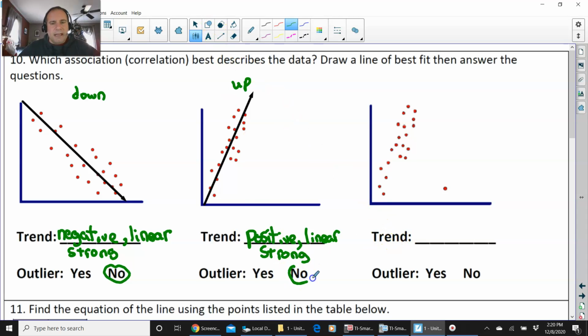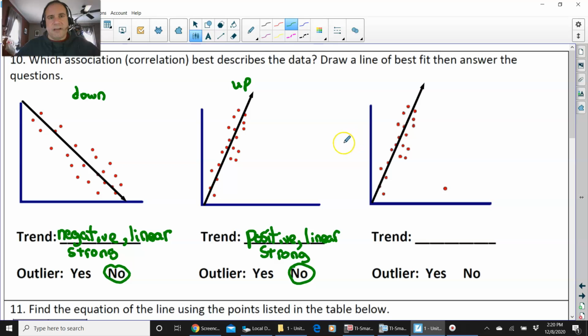And no, it has no outlier. One more. Again, I am going to draw that straight line through the center of all of my points. All right, I'm going to fix it up just a little bit right there. Doesn't have to start from 0, 0, but that's where I'm going to leave it.